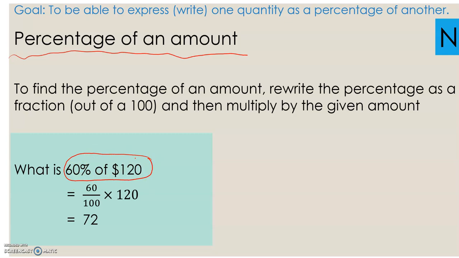So 60% of $120. What you normally do is, percentage means out of 100. So 60% means 60 out of 100, or 60 over 100. So you first write that percentage as a fraction like we've done here. And then you multiply it by the given amount. What are you trying to work out? This percentage of what amount? That you times it by. And again, you can use any method you like to calculate it. And that should give you 72. So 60% off $120 is $72.